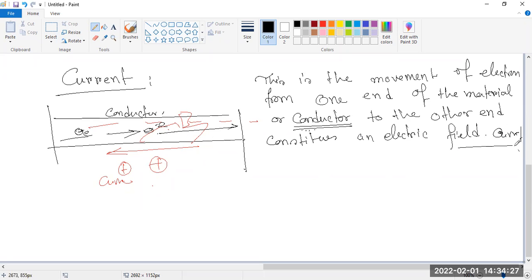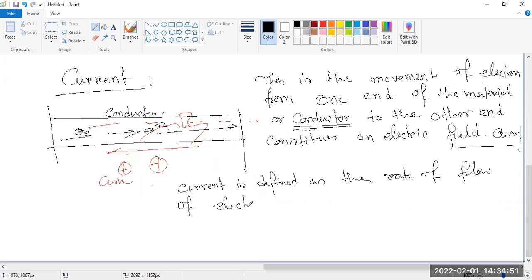Current. So the current is defined as the rate of flow of electrons in a conductive or semiconductive material, okay.